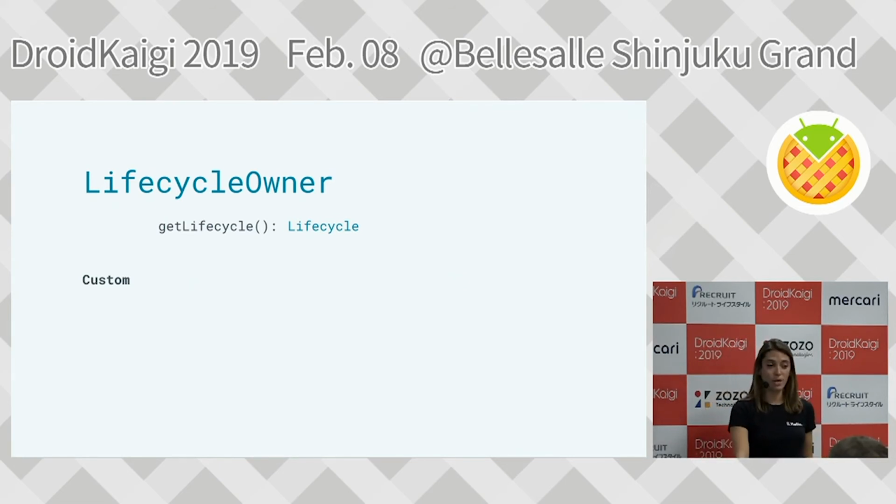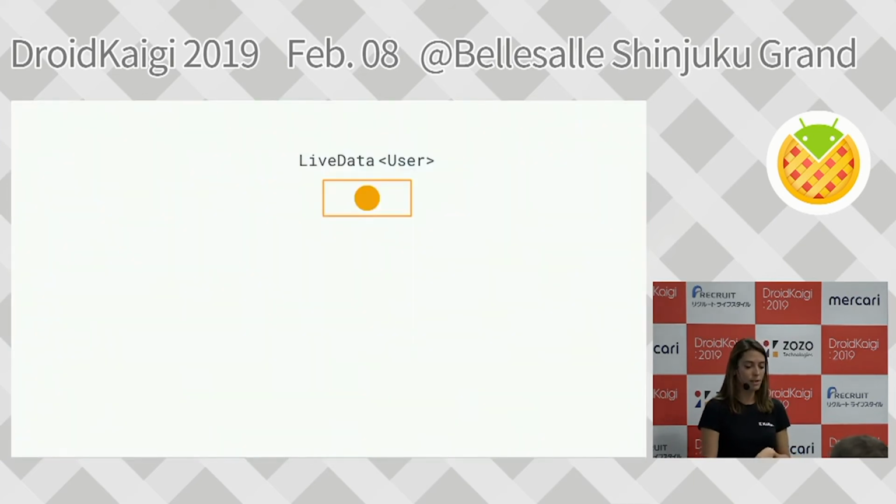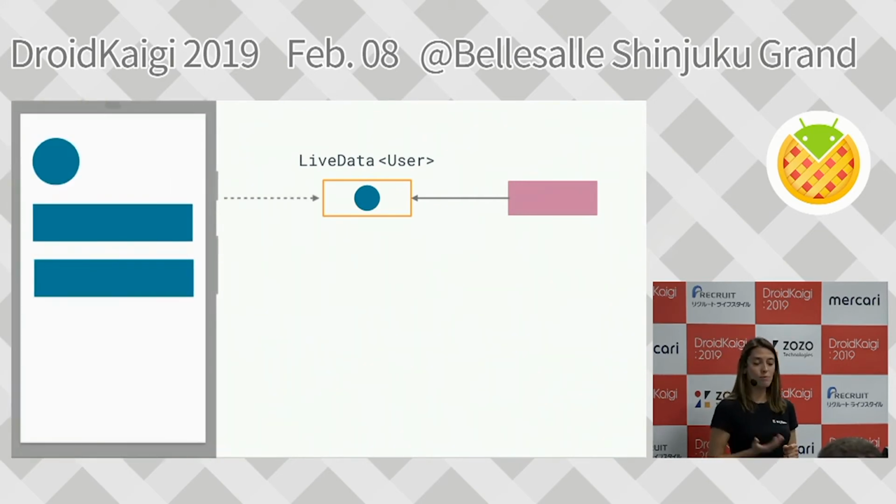Okay, so in our case, we implemented such a lifecycle-aware component, and this is LiveData. So let's go over LiveData and some of its subclasses and functionalities. LiveData is a lifecycle-aware data holder. It means that the data can be set on a LiveData by other objects, and then the data can be observed in the context of a lifecycle, the lifecycles that we've been speaking about until now.